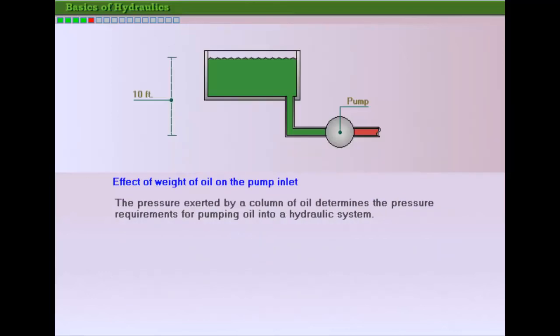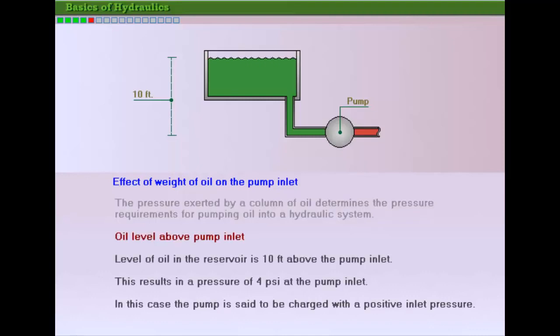The pressure exerted by a column of oil affects the pressure requirements for pumping oil into a hydraulic system. Let's study the effect of the weight of oil on the pump inlet. Here, the oil reservoir is placed above the pump inlet. The level of oil in the reservoir is 10 feet above the pump inlet. As a result, a pressure of 4 psi is developed at the pump inlet. In this case, the pump is said to be charged with a positive inlet pressure.